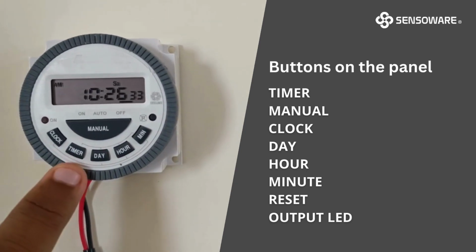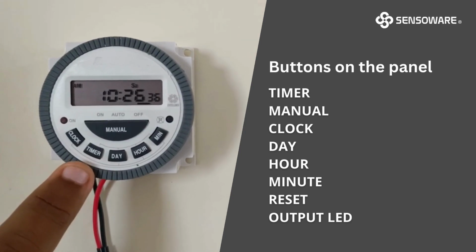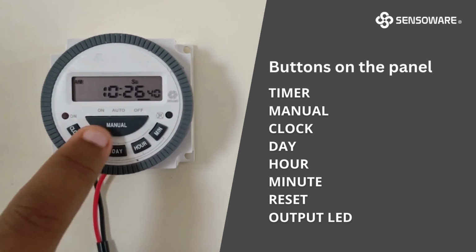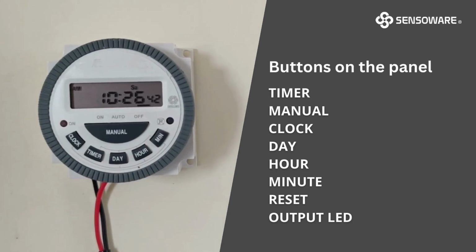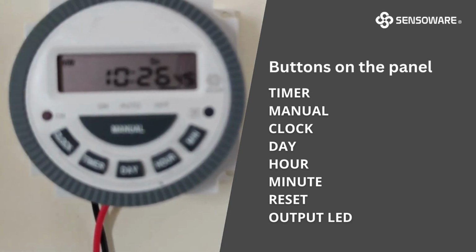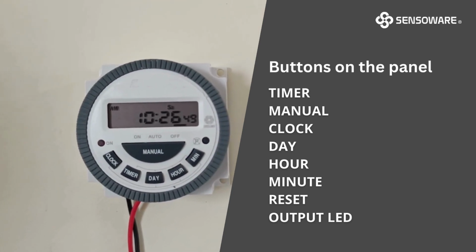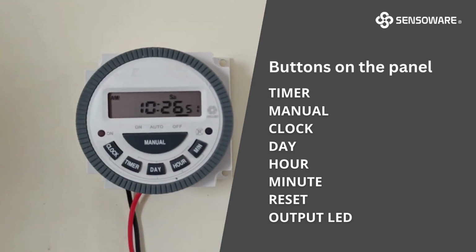In the timer panel, the timer button is used for program review and setting the programs. Manual button is to select the mode between on, auto and off. Clock button is used to adjust the current day and time. Day button to adjust the day of the week. Hour button to adjust the hours and min button to minutes respectively.